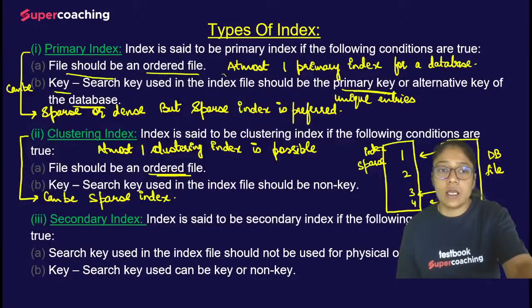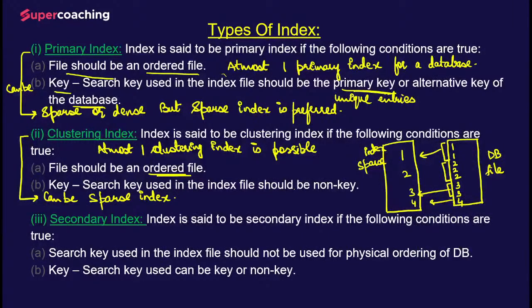Secondary index is for the unordered file. Ordered के लिए हमने search की field भी देख लिया, primary key and non key भी देख लिया ordered के लिए. Now for unordered file, index is said to be secondary index if the following conditions are true. Search key may or may not be used. तो आपके पास key field हो भी सकता है और नहीं भी हो सकता. The search key can be key or non-key, whereas the file is unordered. It should not be used for physical ordering of the database. That means we are talking about unordered file.